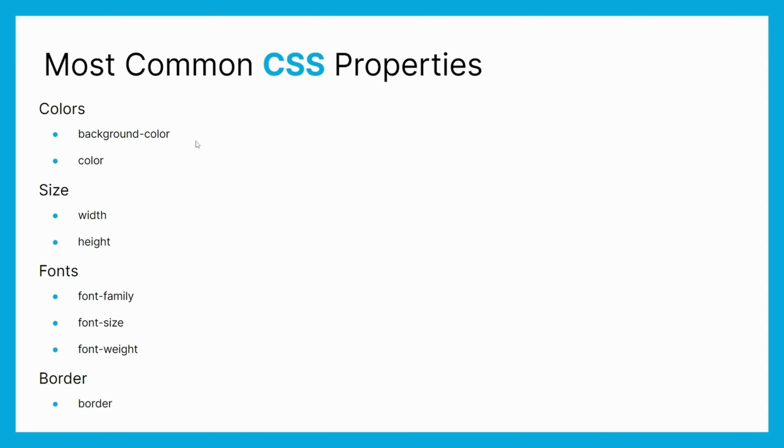We're going to start off by covering in detail these color properties. So background color is used to set the background color of your element, and color is used to set the color of the text. That's one for your notes. So once you've got that down, let's jump into a live code example.